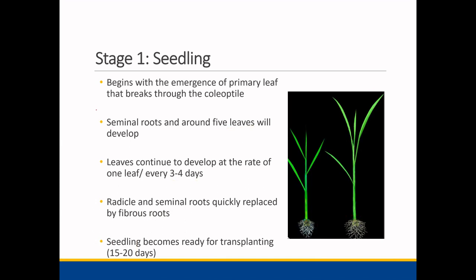So that's stage one. Any questions on the germination and seedling stage? Anything you want to ask?